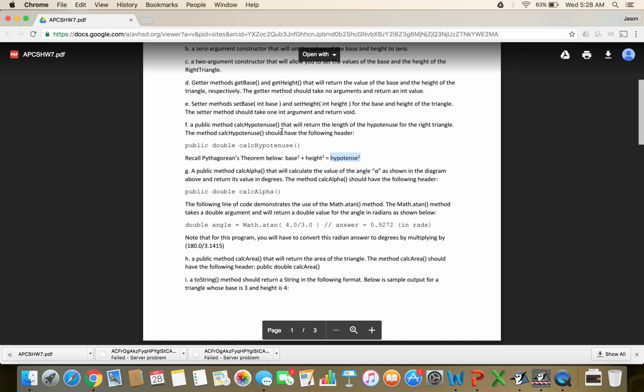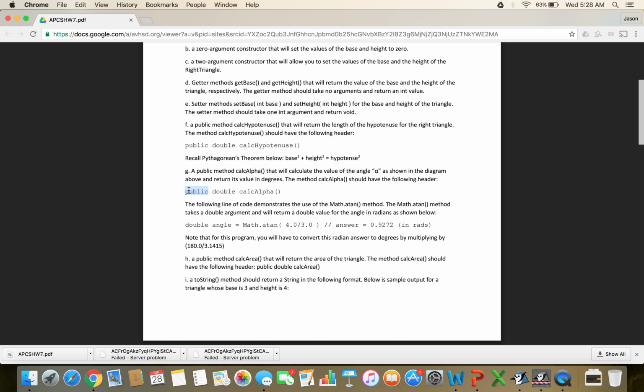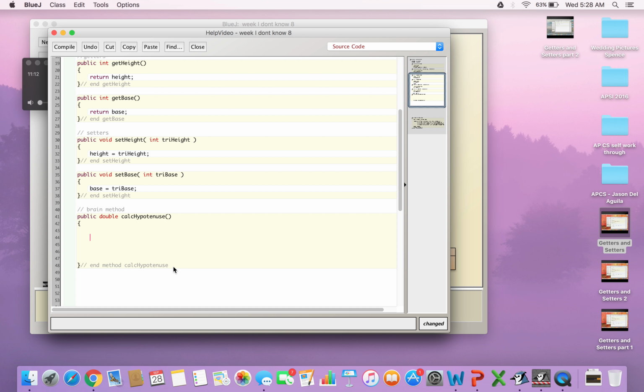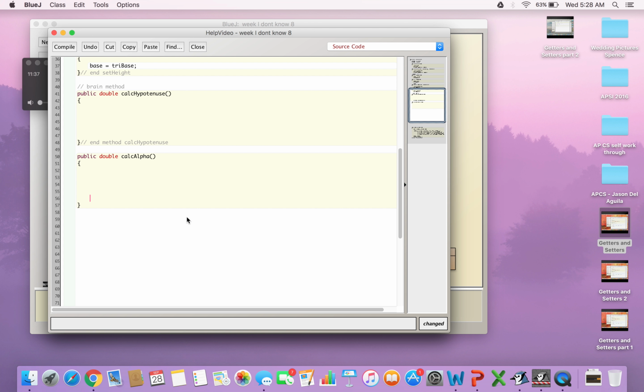And the way you do that is with inverse trig. Same idea, you'll have another method: public double calc alpha, and it's going to return some variable that you declare inside calc alpha, and that will be the angle.